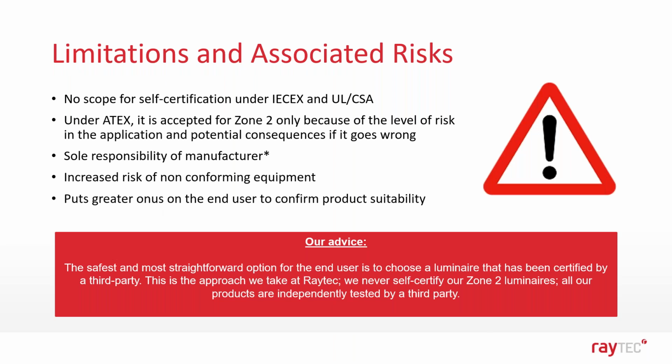Now under IECEx, UL/CSA and ATEX for Zone 1 products, there is no scope for self-certifying electrical products for use in potentially explosive atmospheres. Certification must be carried out by a notified body and a QAN or QAR issued to the manufacturer. Conversely, for Zone 2 products under the ATEX scheme, there's actually no involvement by a notified body. All manufacturers declare conformity to the relevant standards when placing products on the market.